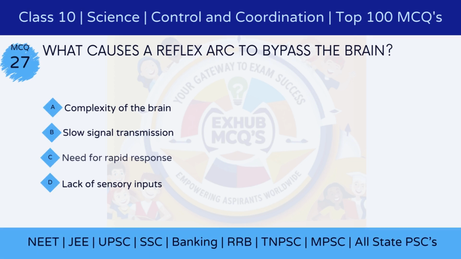MCQ 27. What causes a reflex arc to bypass the brain? Option A, complexity of the brain. Option B, slow signal transmission. Option C, need for rapid response. Option D, lack of sensory inputs.